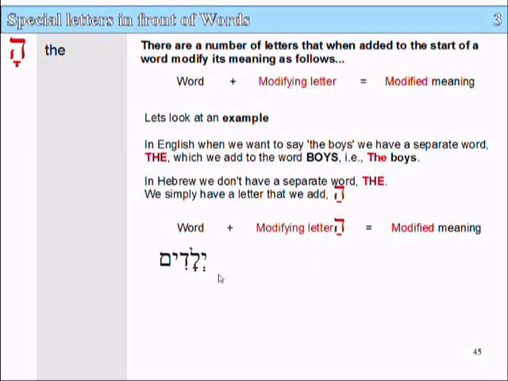For example, the word yeladim, which can mean boys or children, plus the letter hey, and we get the modified meaning, ha-yeladim, the children or the boys. So the word yeled means child or boy, and yeladim means children or boys. Yeladim, it's plural. And ha-yeladim means the boys or the children.